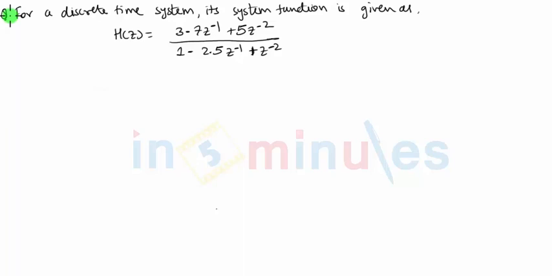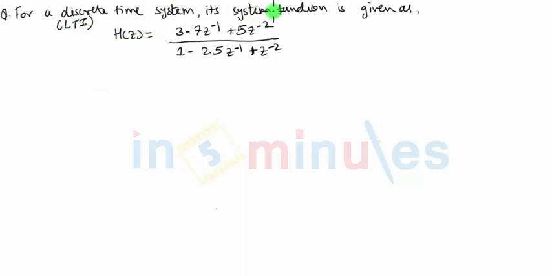In this video clip, we will solve one numerical. The question is, for a discrete time system, its system function is given as H(z) equal to (3 minus 7z^-1 plus 5z^-2) upon (1 minus 2.5z^-1 plus z^-2). So it's a discrete time system, and we will obviously take it as discrete time as well as LTI. So it's discrete time plus LTI system.